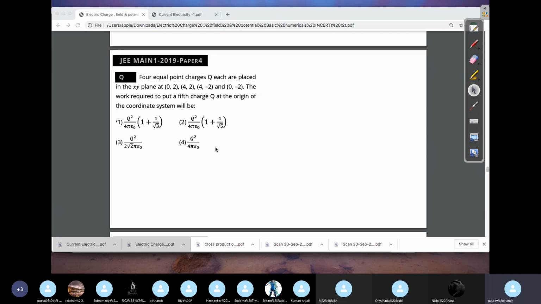Four point charges, capital Q each, are placed in the XY plane. Coordinates are given to you. Work required to put a fifth charge Q at the origin of the coordinate system.